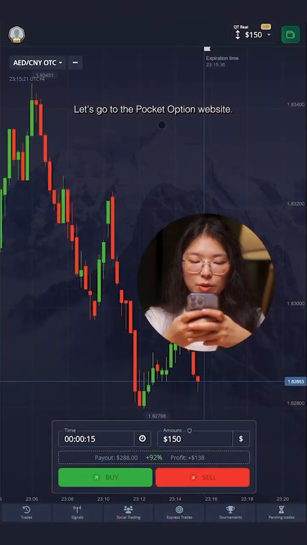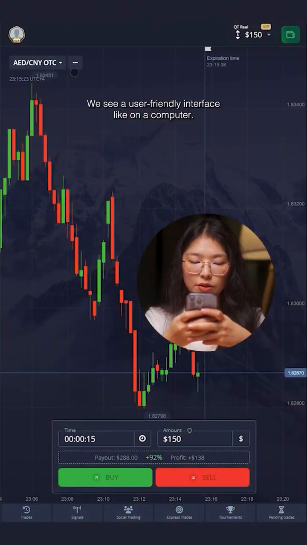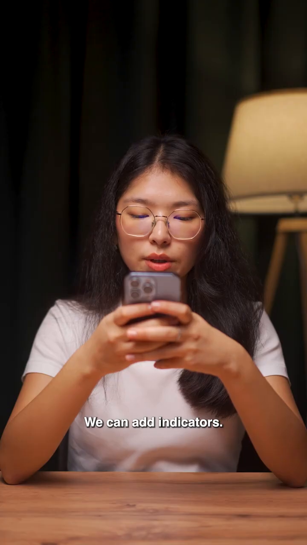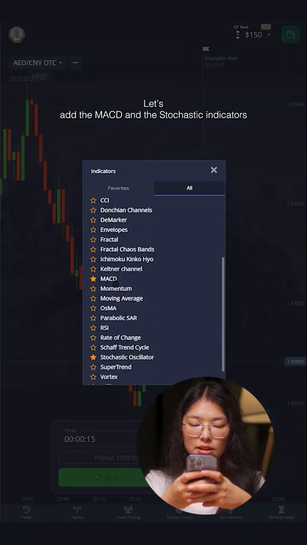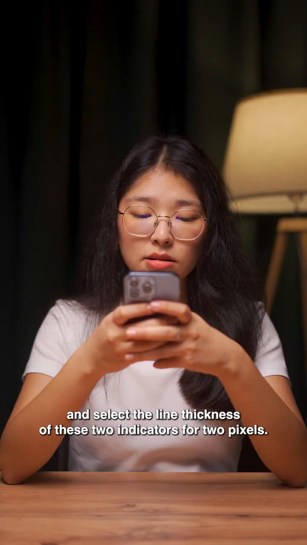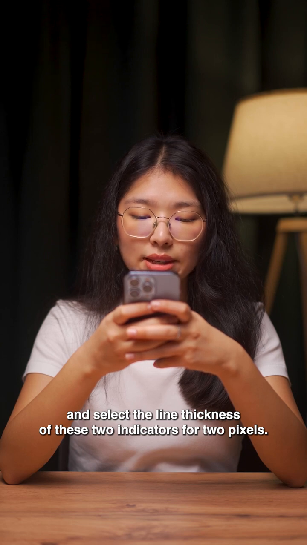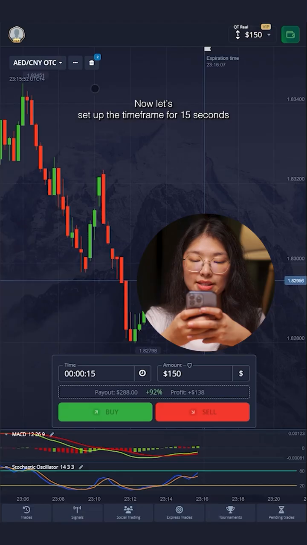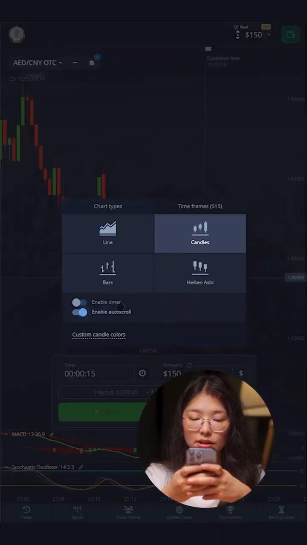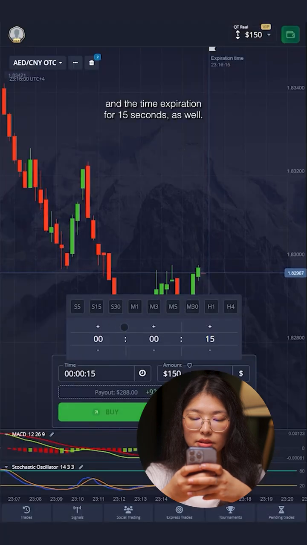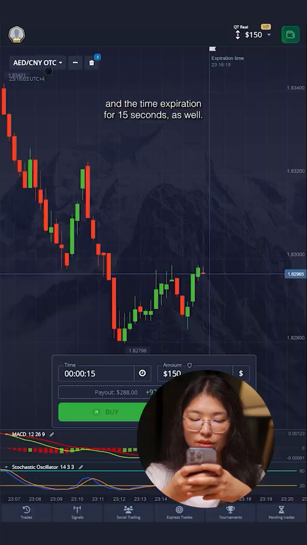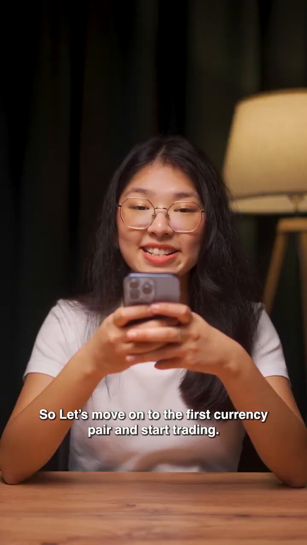So let's go to the Pocket Option website. We see a user-friendly interface like on a computer, and we can add indicators. So let's set the MACD and the stochastic indicators, and select the line thickness of these two indicators for 2 pixels. Now let's set up the time frame for 15 seconds and the time expiration for 15 seconds as well. So let's move to the first currency pair and start trading.